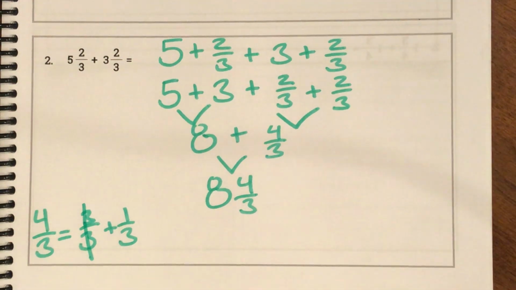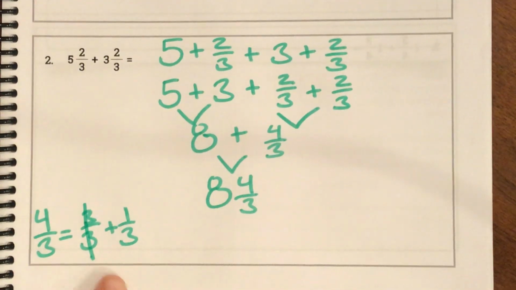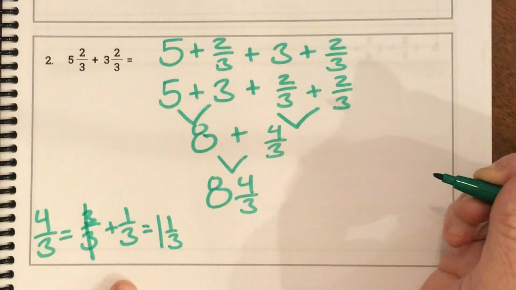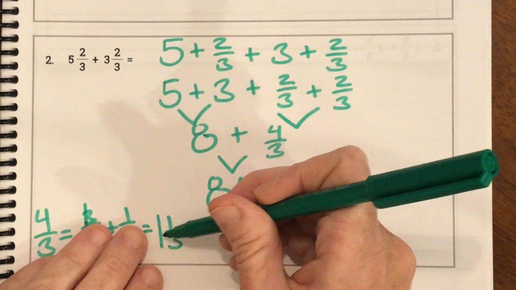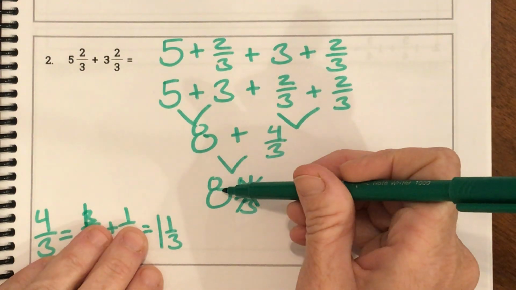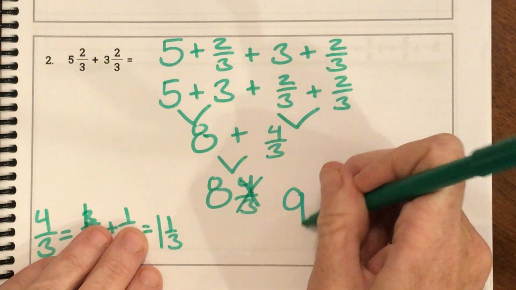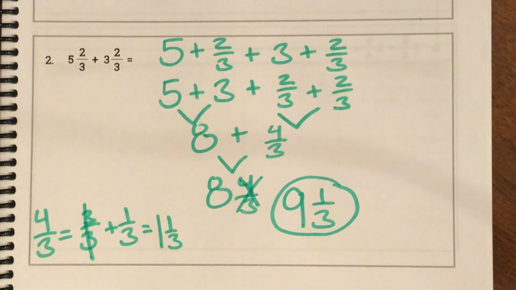Okay, sorry about that, boys and girls. So we know that 4/3 is the same as 1 and 1/3. So 4/3, we're not going to use that. We're going to use this instead. So if I have 8 and then I have 1 and 1/3, we could say we have 9 and 1/3. And that is our final answer.